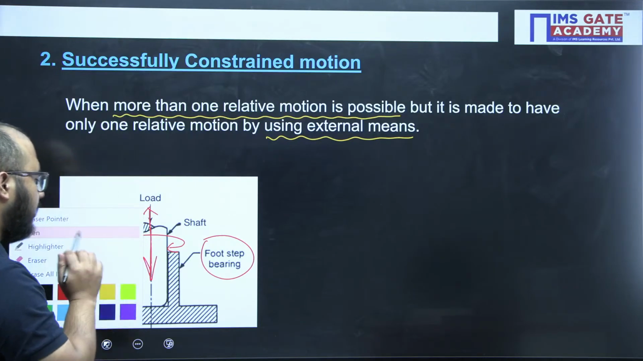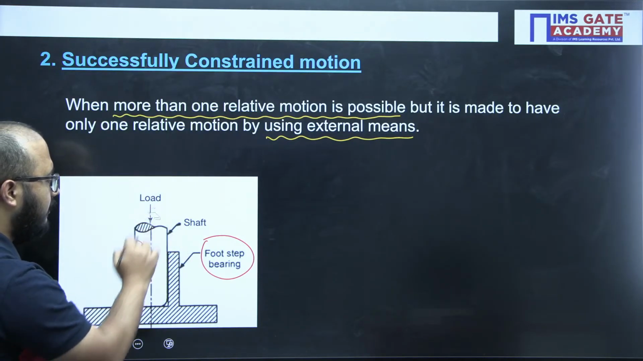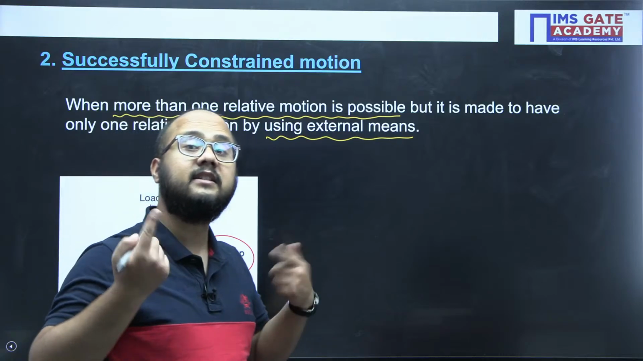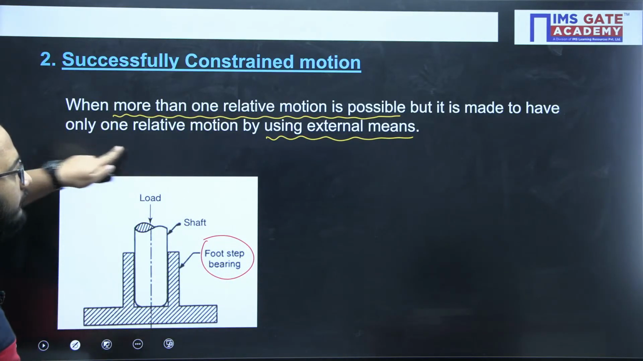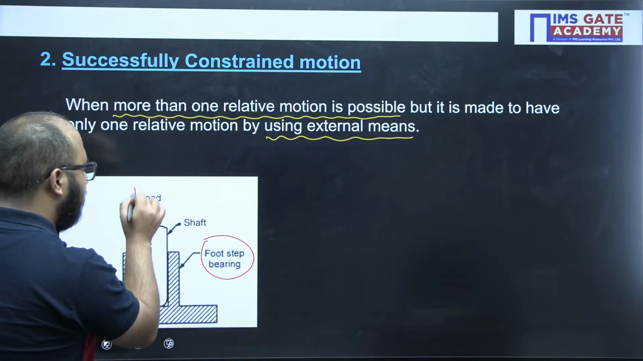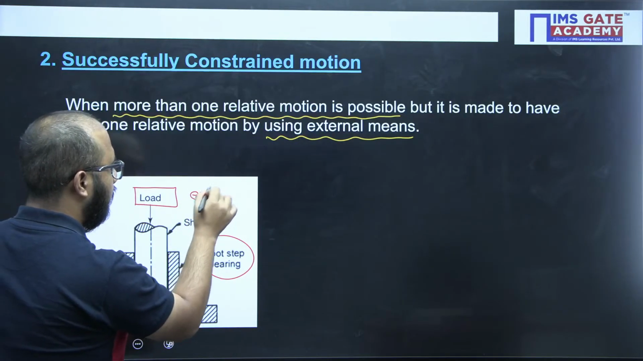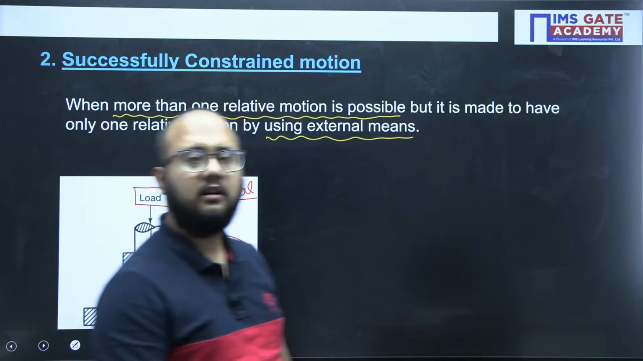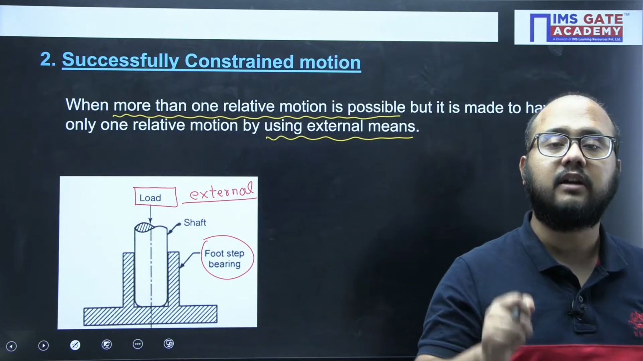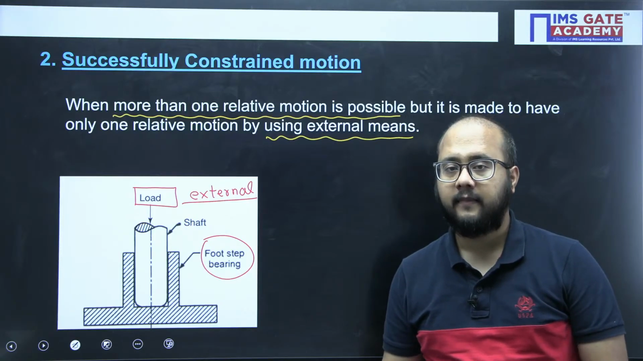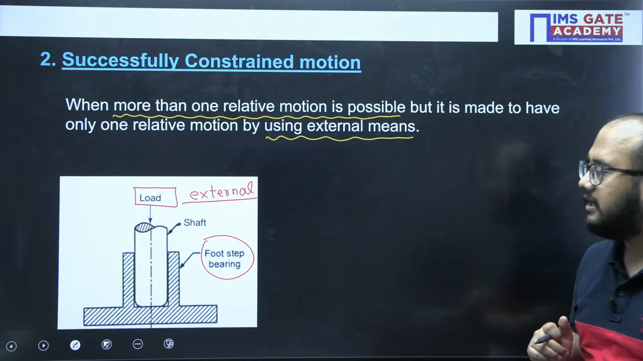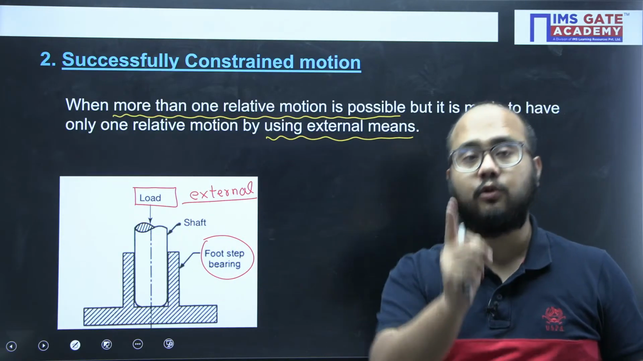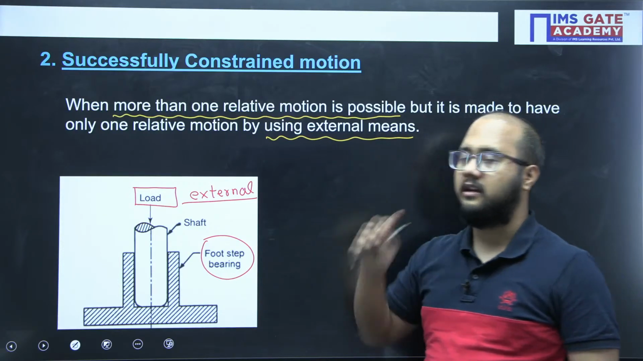So more than one relative motion is possible, as already mentioned in the definition. But it is made to have only one relative motion using external means. What is that external means? This load, and this is external to the system. That's why this example comes under the category of successfully constrained motion, where more than one relative motion is possible, but it is made to have only one because of external means.